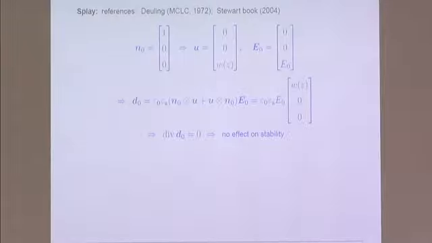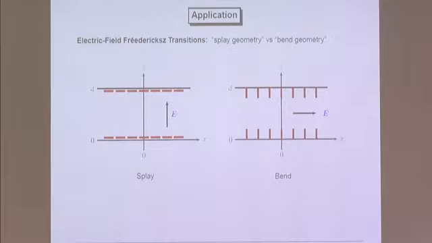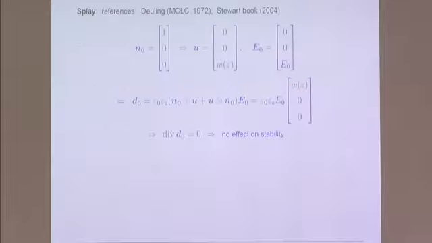So in the splay geometry, the left picture here, the ground state director field is in the x direction. The electric field is in the z direction. So the ground state director field is plus or minus 1, 0, 0.